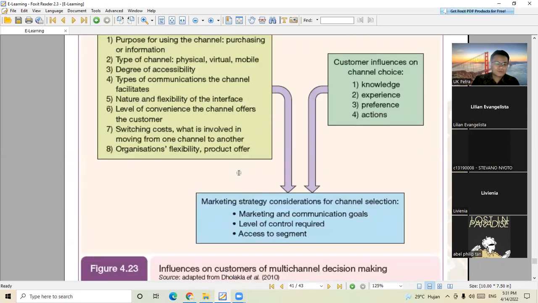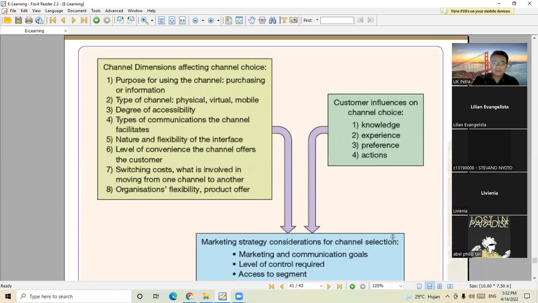In figure 4.23, I think it's clearer to see from this figure, which illustrates the influences on customers in multi-channel decision making. We can see that on the left side are the channel dimensions affecting the channel choice for the customers, like the purpose of using the channel, whether it's for purchasing or information, or what are the purposes that the customers use the channel for. And then the type of channel, degree of accessibility, and so on and so forth.